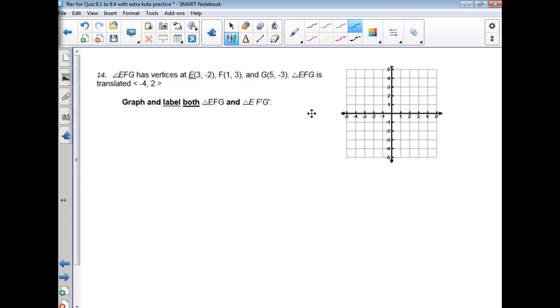All right, we got another one to graph. EFG, vertices at 3, negative 2. There's E. F at 1, 3. And G at 5, negative 3. Oh, this is going to be a skinny thing.